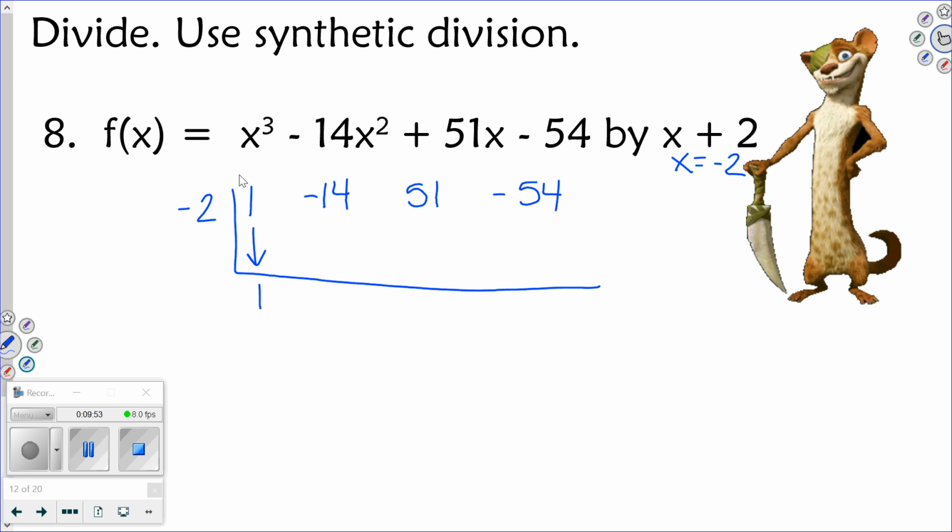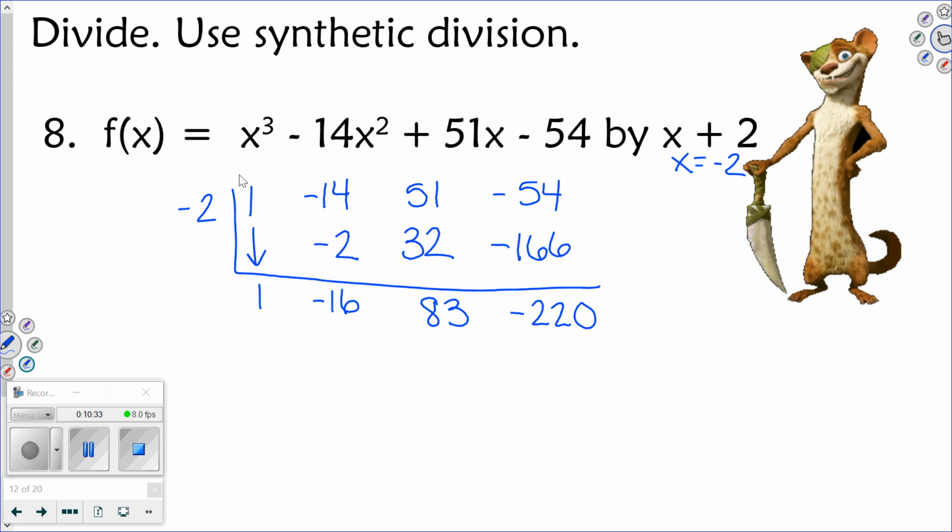All right, at an angle, what do you do? You multiply. Negative 2 times 1. And then straight up and down, we're going to add. And that gives me negative 16. Multiply negative 2 times negative 16, 32. And then we add 83. This one's getting ugly fast. Then we multiply negative 166, and then we add negative 220. Is that a factor? No. It's a really ugly remainder.